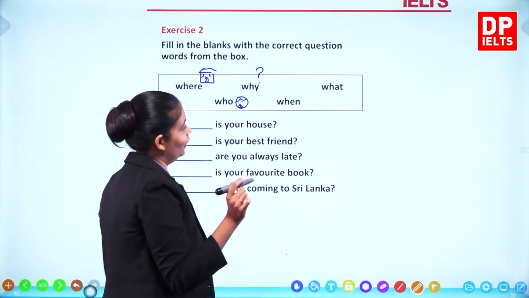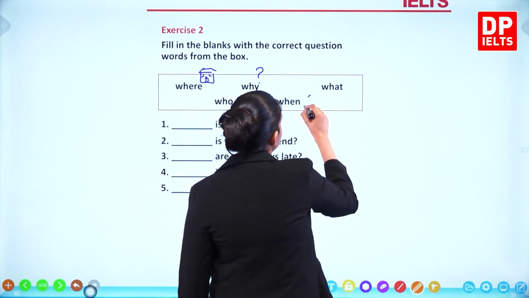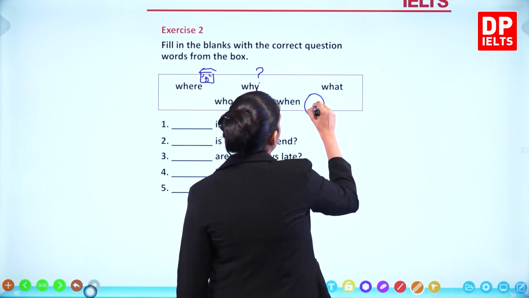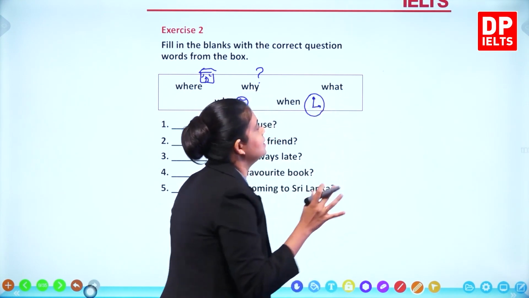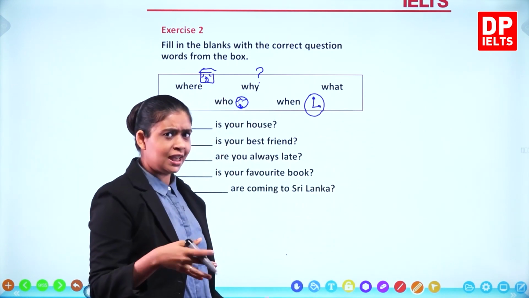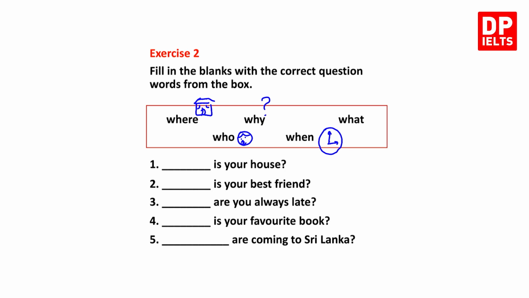So we know. When, what are we talking about? When is a time, okay? I'm drawing a clock not to say it's a clock, just to show you that it's talking about a time. What is a thing, okay? Right. Fill in the blanks with the correct question words.